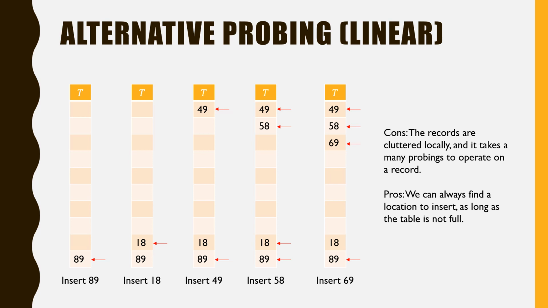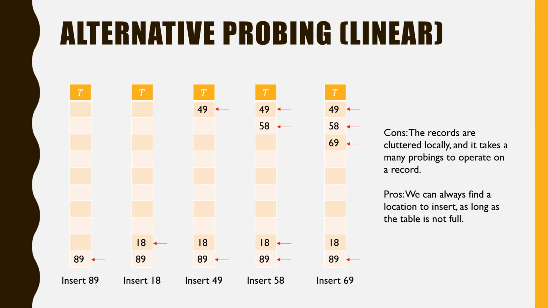Let's see what would happen with linear probing. Consider the example shown here. The first insertion is 89, and we'll put that into T9. The second insertion is 18, and we'll put that into T8. The third insertion is 49. We'll first try to put it into T9 but fail. With linear probing, we'll try T0 and successfully put it into T0.